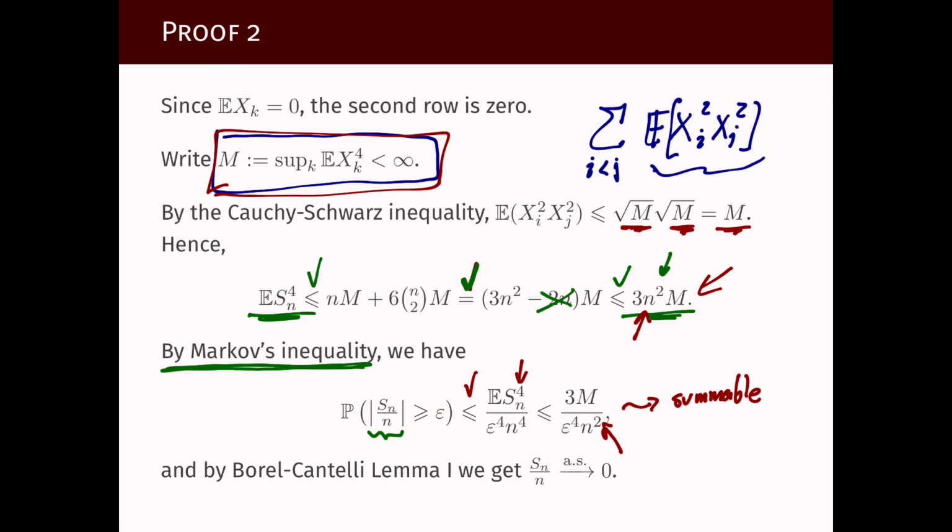So we can use Borel-Cantelli lemma 1 to conclude that this will not happen infinitely often, or it will happen infinitely often with probability 0. And that means exactly that with probability 1, Sn over n will converge to 0. And this concludes the proof of Cantelli's strong law of large numbers. This concludes this video lecture.